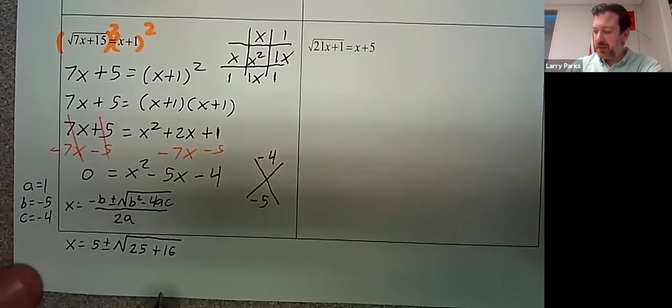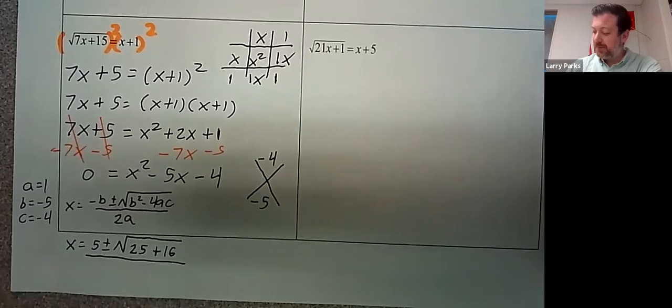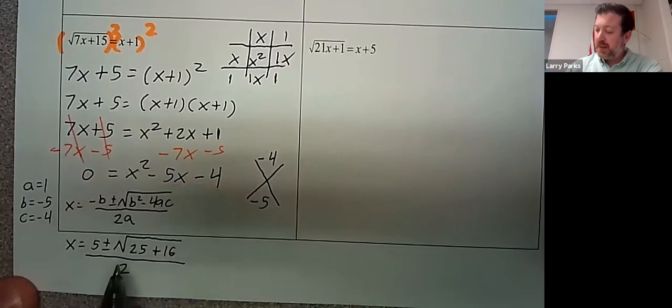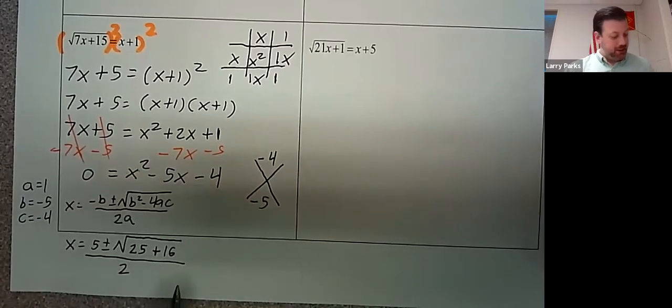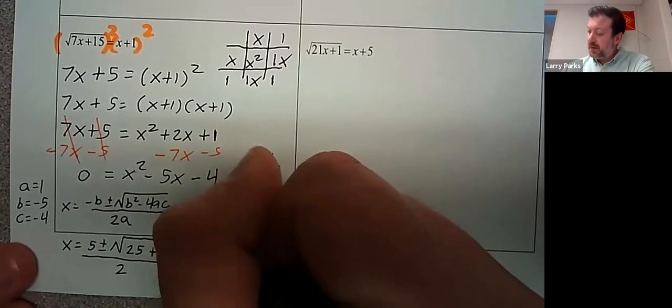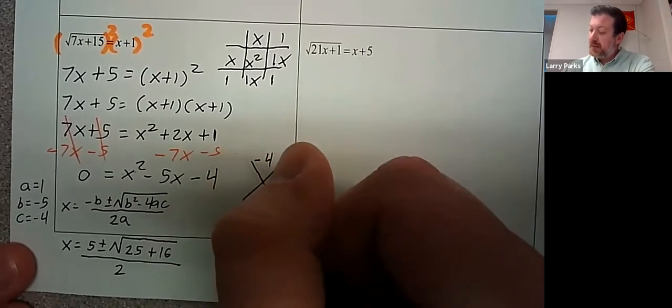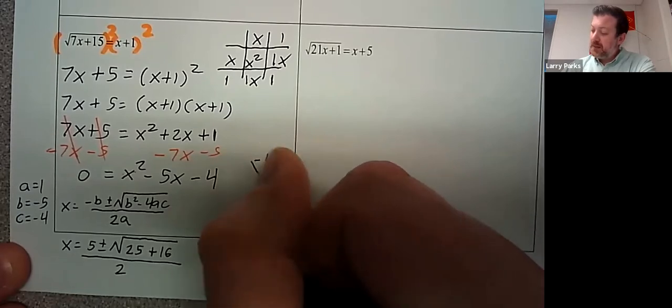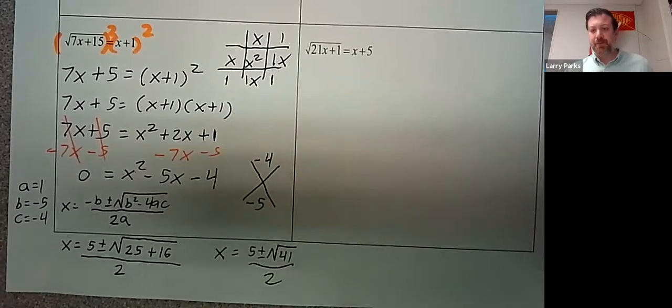And I'm kind of doing the work as I go. I'm almost out of time. And then 2 times 1 is 2. 25 plus 16 is 41. We get x equals 5 plus or minus square root of 41 over 2. And 41, I believe, is prime, so we can't reduce that.